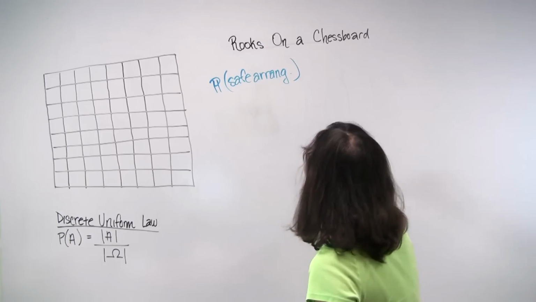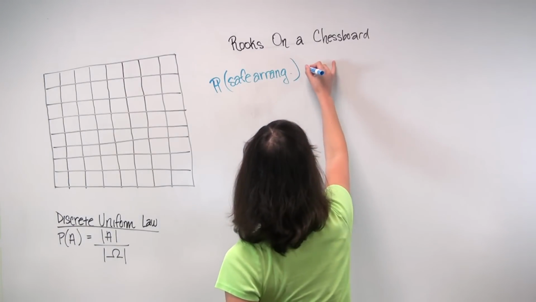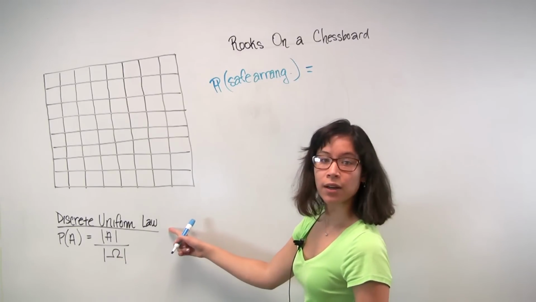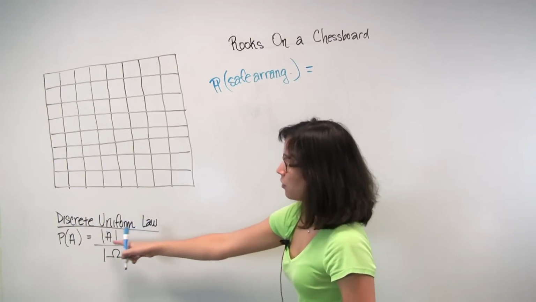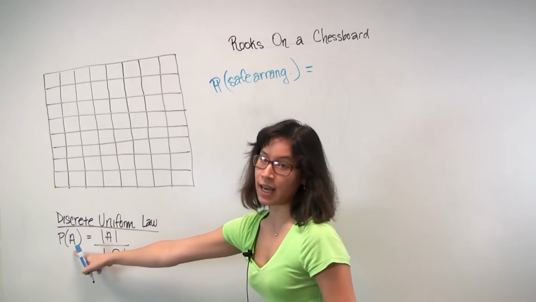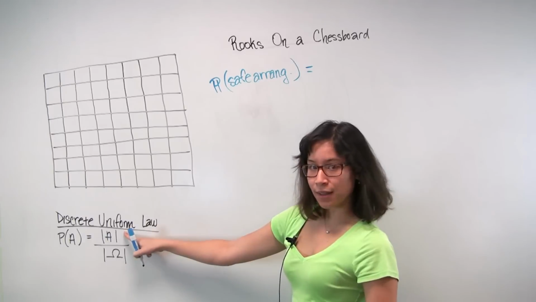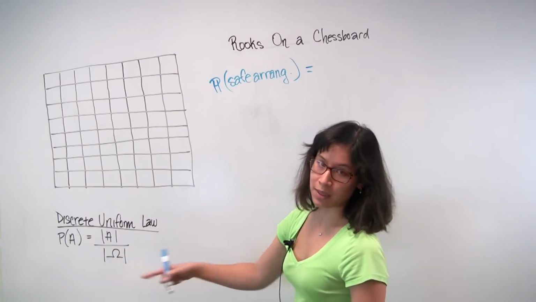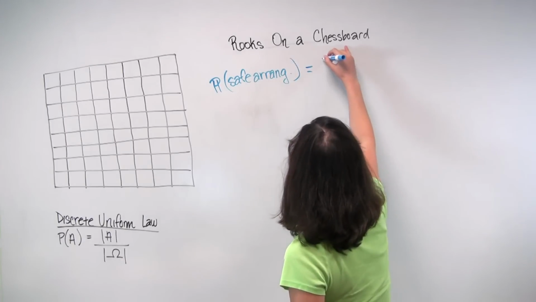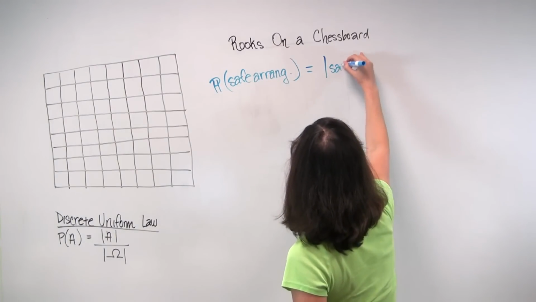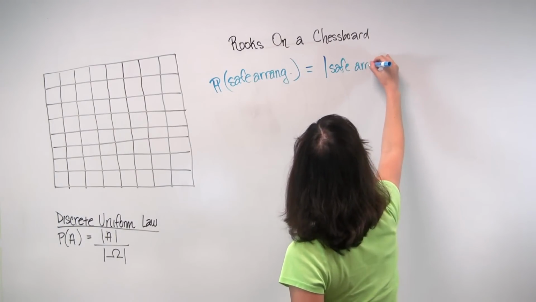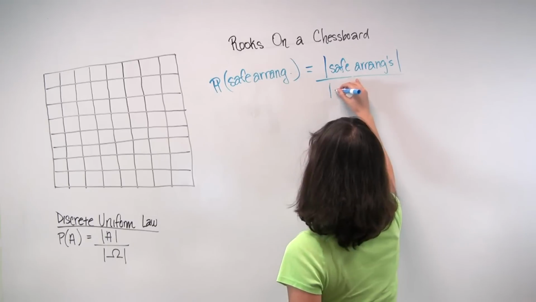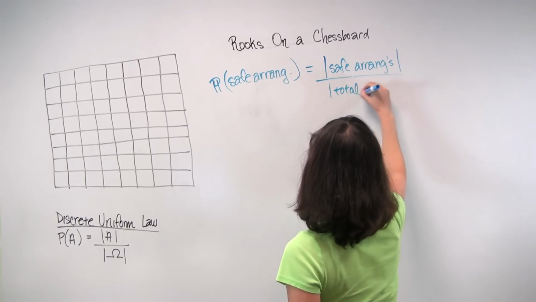So I'm going to go ahead and write what this means. When your sample space is discrete and all outcomes are equally likely, then you can compute the probability of any event A simply by counting the number of outcomes in A and then dividing it by the total number of outcomes in your sample space. So here we just have to find the number of total safe arrangements and then divide it by the total number of arrangements.